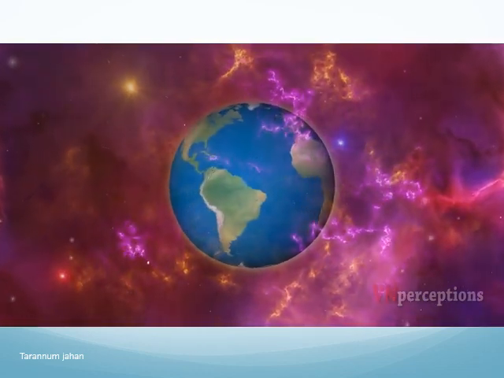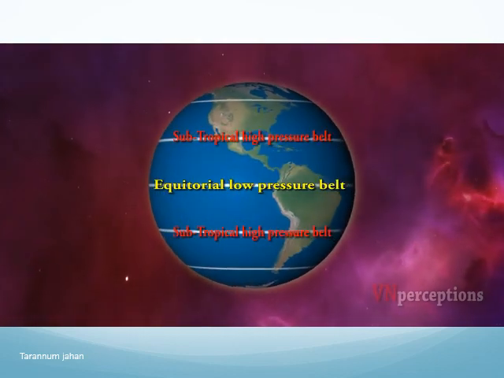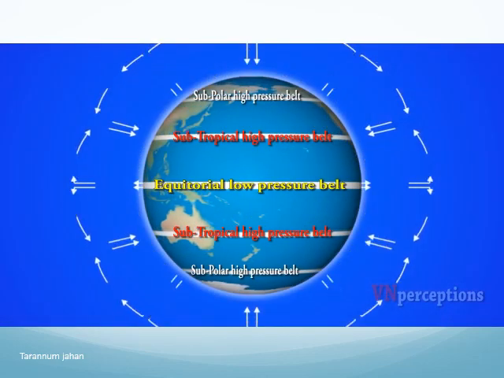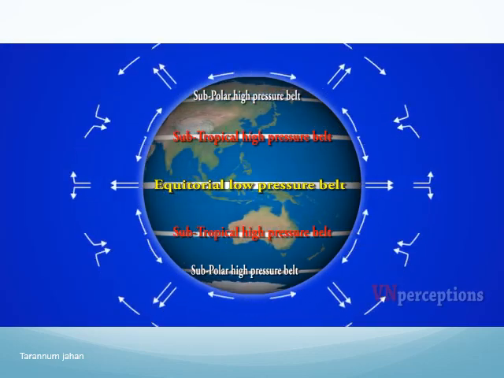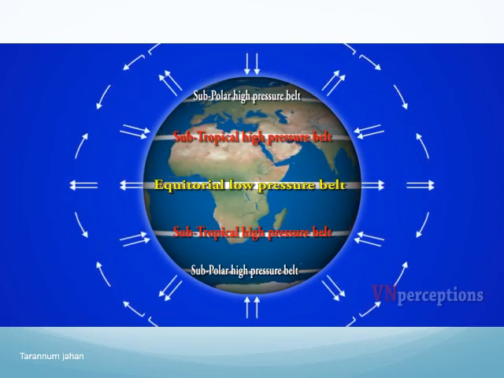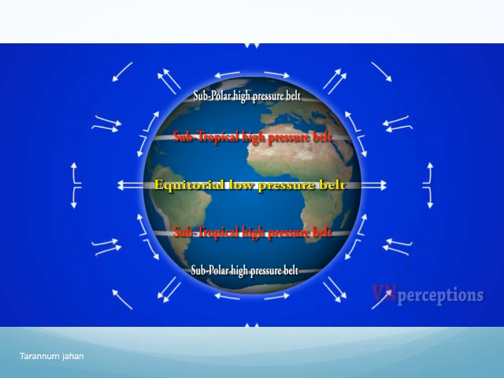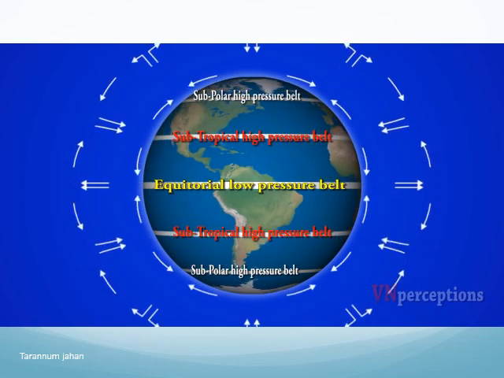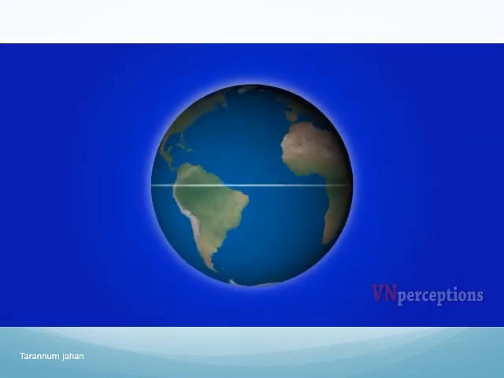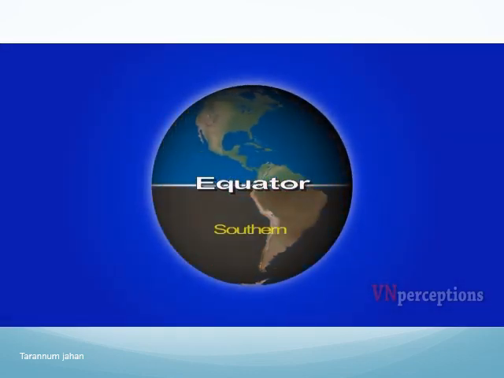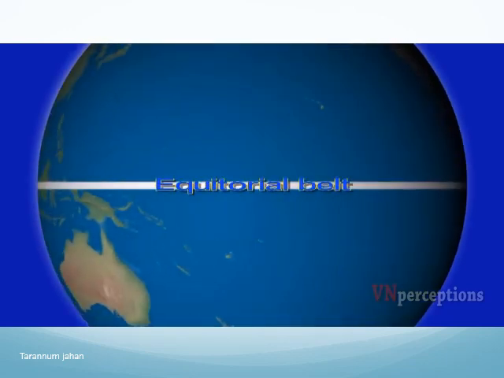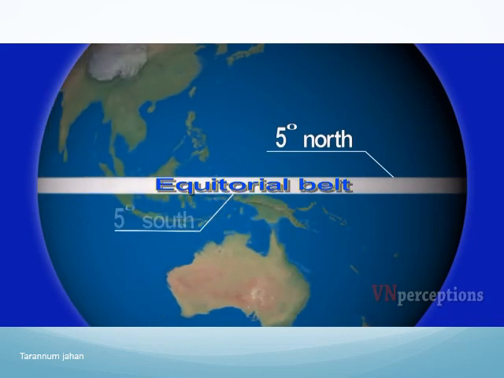In this video, we shall learn about the various pressure belts and wind patterns that have developed on planet Earth. While understanding the basic concepts behind the development of pressure belts, we will not take into consideration the tilt of the axis and the influence of land-water distribution. Equator divides the globe into southern hemisphere and northern hemisphere, and the equatorial belt extends up to 5 degree north and 5 degree south.